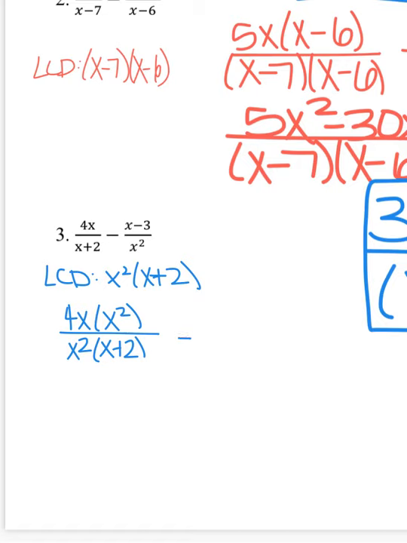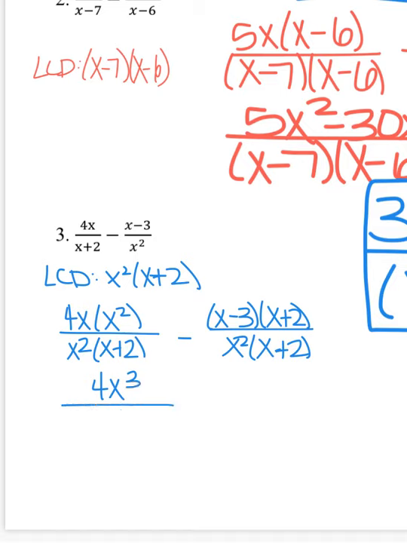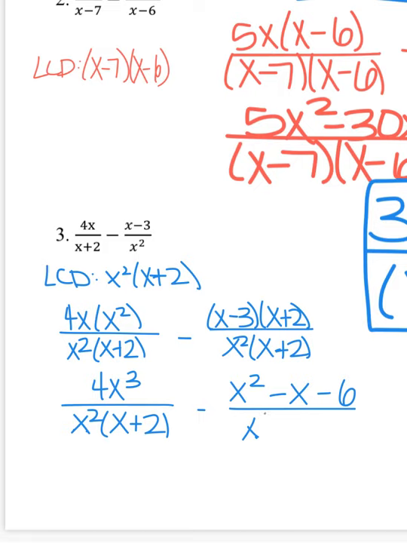Minus. The right fraction is missing the x plus 2 on the denominator. So you multiply the top and the bottom by x plus 2. You're going to multiply that out. So on the left, you get 4x to the third divided by x squared times x plus 2 minus, on the right side, x times x is x squared, x times 2, so we have 2x, and then minus 3x, so 2x minus 3x is minus 1x, and then negative 3 times 2 is negative 6, divided by x squared times x plus 2.